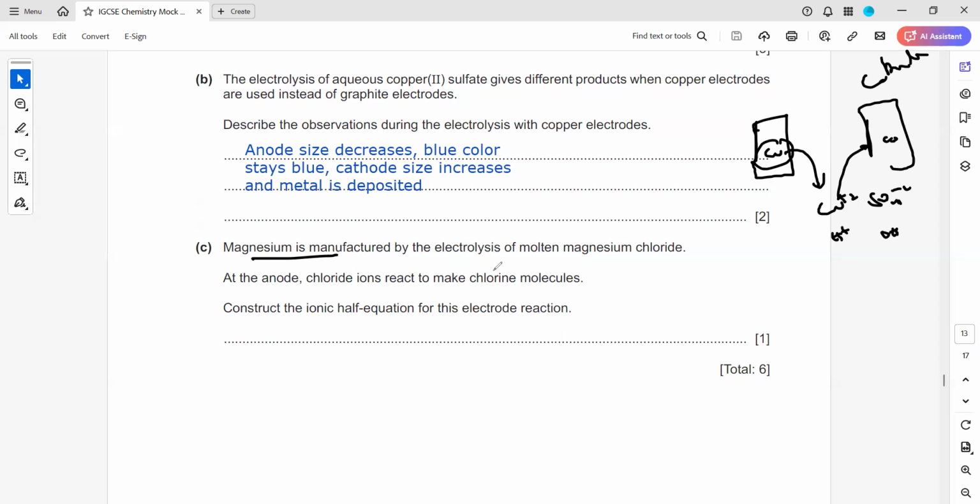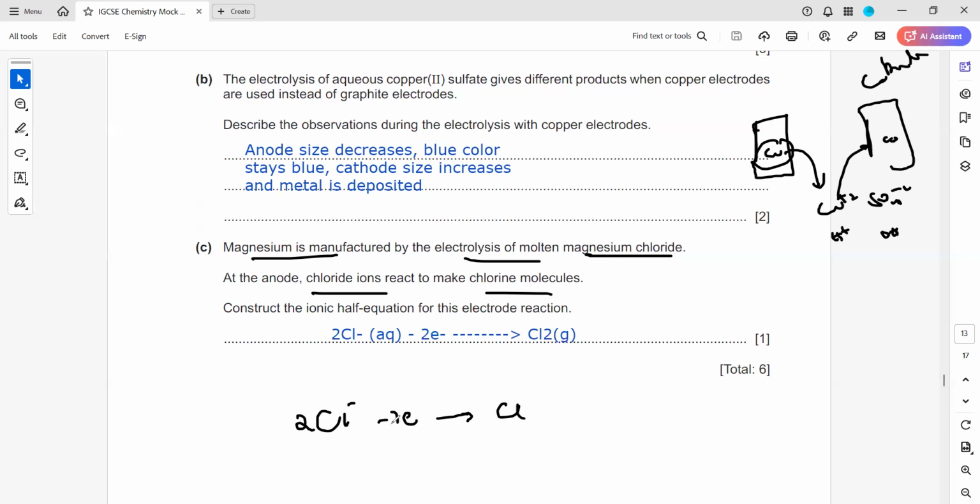Magnesium is manufactured by electrolysis of molten magnesium chloride. At the anode, the chloride ions react to make a chlorine molecule. Construct an ionic half equation. When we have a chloride ion, one chloride ion will lose 1 electron and form a chlorine atom. 2 chloride ions lose 2 electrons, and form a chlorine molecule.